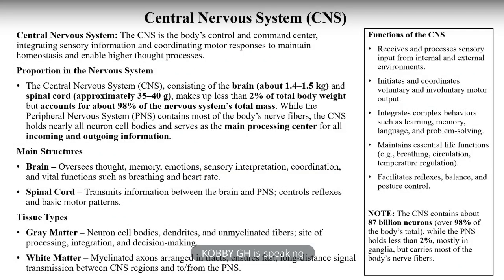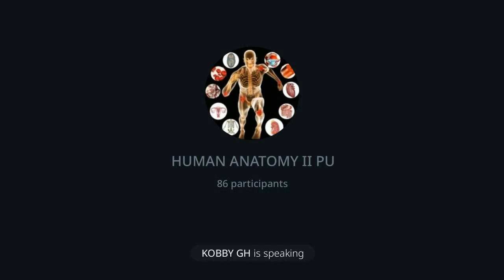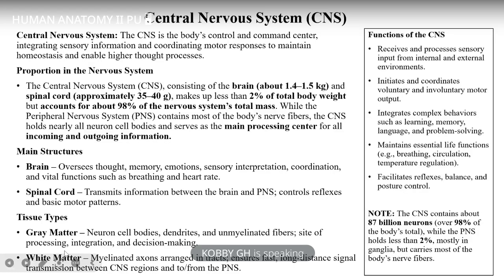Now, we have two tissue types in the central nervous system: gray matter and white matter. In the central nervous system, we have neurons. It's neurons that form the brain. When the axons of the neurons forming the brain come together, they form the white matter.